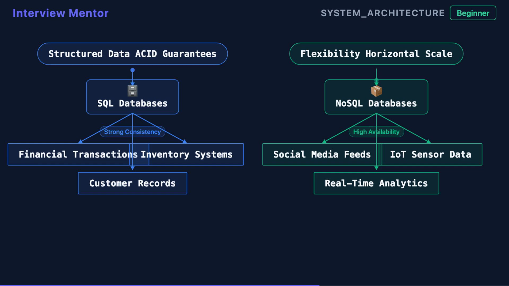NoSQL excels with unstructured or rapidly changing data. Social media feeds, real-time analytics, IoT sensor data, user sessions. If you need massive scale, flexible schemas, or high availability across distributed systems, NoSQL wins. Many modern applications use both, SQL for critical transactional data and NoSQL for caching or analytics.